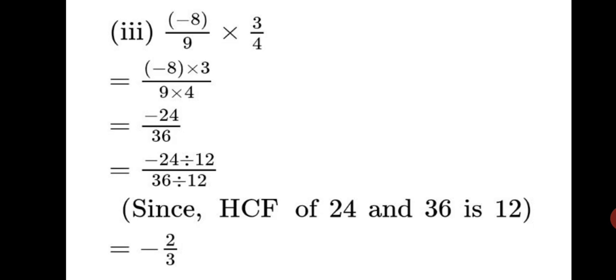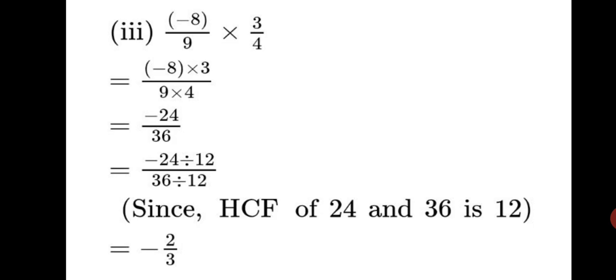But if you are multiplying first, what do you get? Minus 8 into 3 is minus 24. 9 into 4 is 36. Both are divisible by 12. 12 2s are 24. 12 3s are 36. Minus 2 upon 3 is your answer.